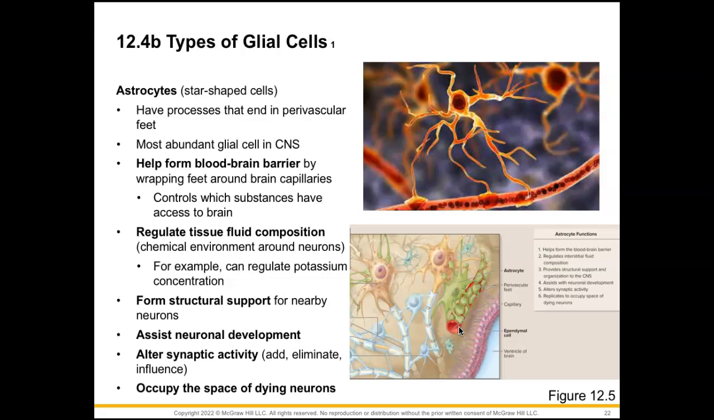It also helps to regulate our tissue fluid composition, so really taking care of the chemical environment around the neurons. They can regulate maybe the potassium concentration here if it needs to move ions or whatever else in order to make sure that we have the proper concentration within that tissue. It forms a structural support for nearby neurons. It assists in neuronal development, alters synaptic activity, so if we need to add, eliminate, or influence any of that synaptic activity, and occupies space for dying neurons. So it does quite a bit for our body, which is why it is so abundant.